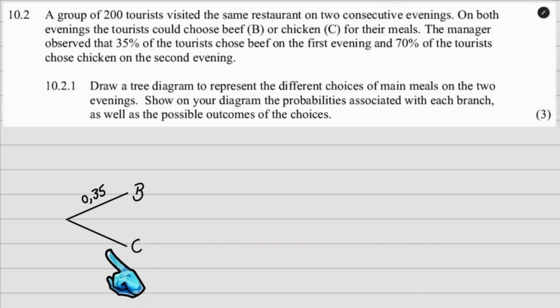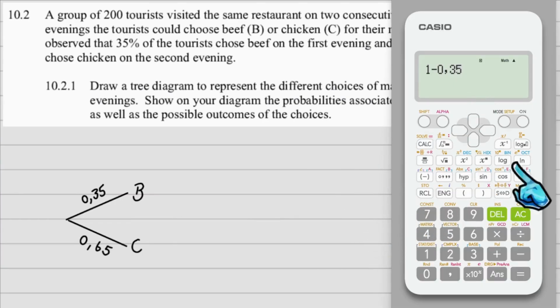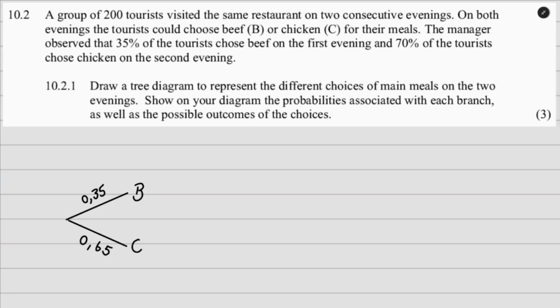And now we use the complement rule to get this. If 35% of tourists chose beef here, the rest of them had to have chosen chicken. So this one is going to be 1 minus this number, which is 0.65. And just to be overly cautious, I like to check it with my calculator, and it does indeed give me that 0.65. So that sorts out evening 1.